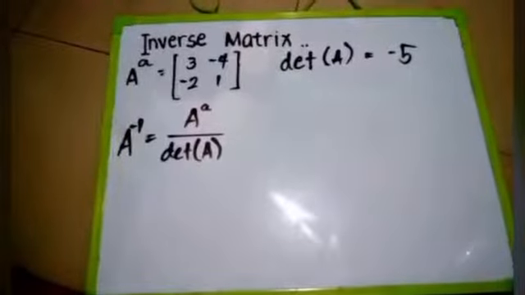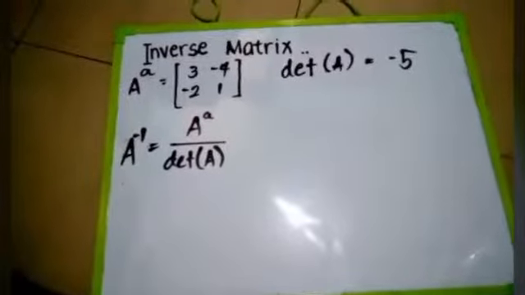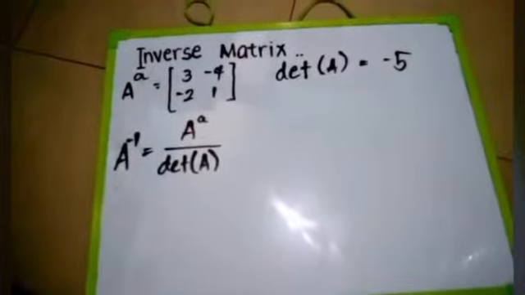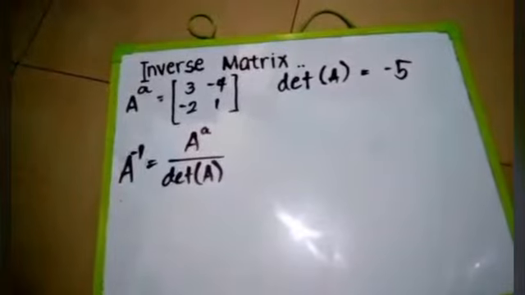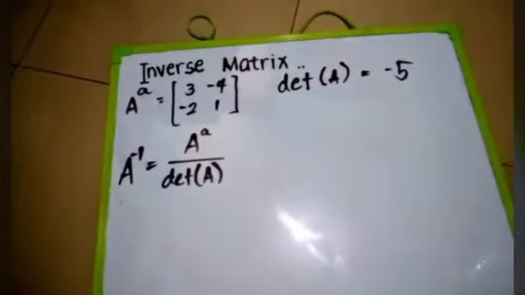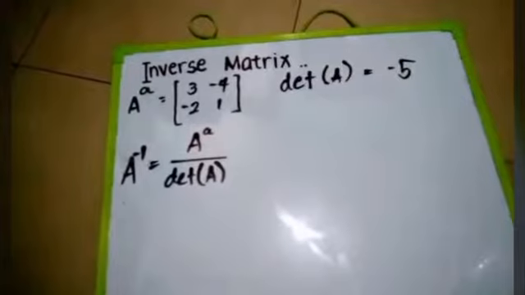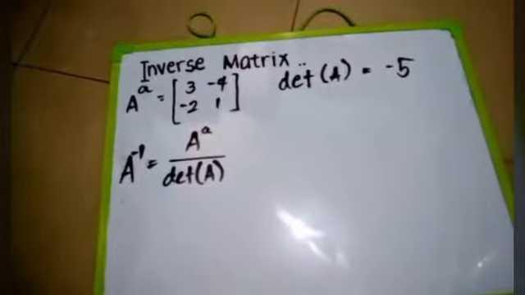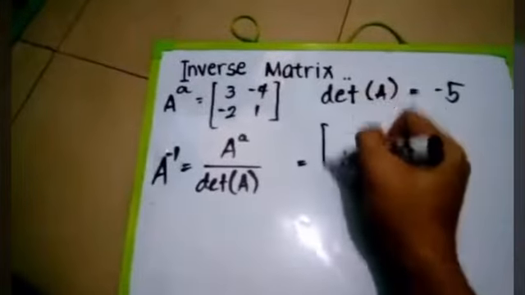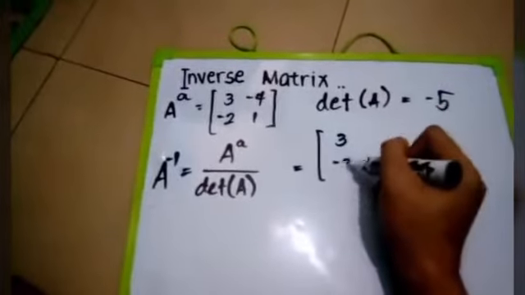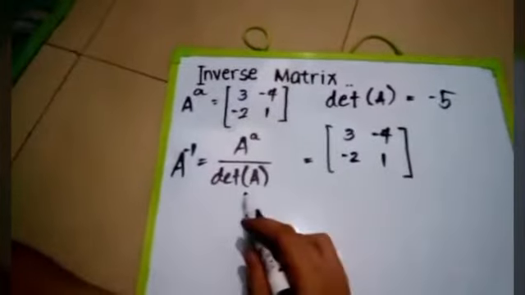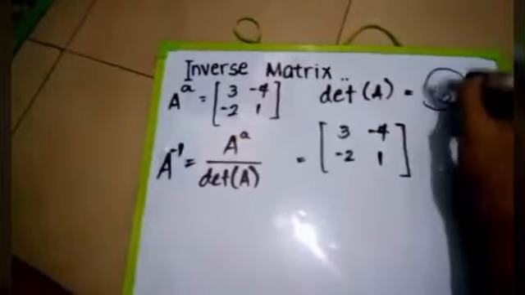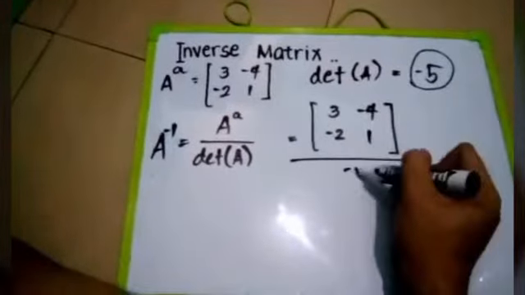After we get the adjoint matrix of A is equal to 3, negative 2, negative 4, and 1, and the determinant of A is equal to negative 5. And the formula for the inverse matrix of A is equal to the adjoint matrix over the determinant, and the adjoint matrix of A is equal to 3, negative 2, negative 4, and 1 over the determinant of A. The determinant is negative 5.